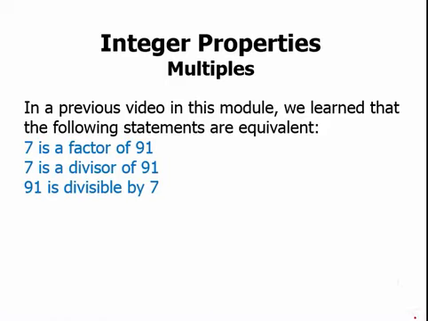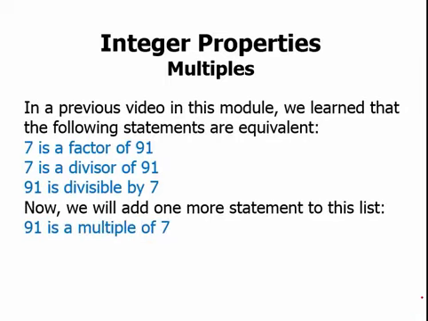Now we can talk about multiples. In a previous video in this module, we learned that the following statements are equivalent. 7 is a factor of 91, 7 is a divisor of 91, and 91 is divisible by 7. All three of these give the same mathematical information. So now we can add one more statement to this list. 91 is a multiple of 7.